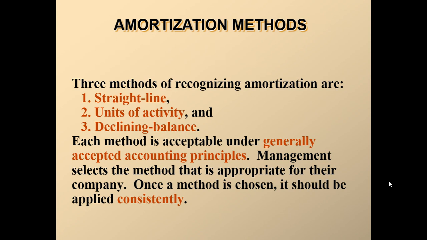In other words, if you go with the units of activity method for a certain asset, that method should be used over the useful life of that asset itself. You can't switch back and forth between straight line, units of activity, or declining balance just to, I guess, extend the life or the value of the asset.